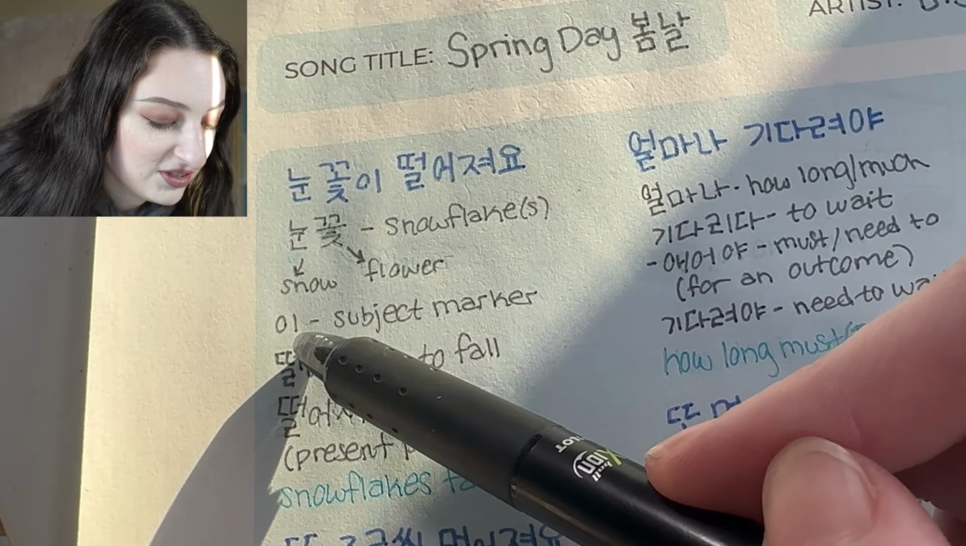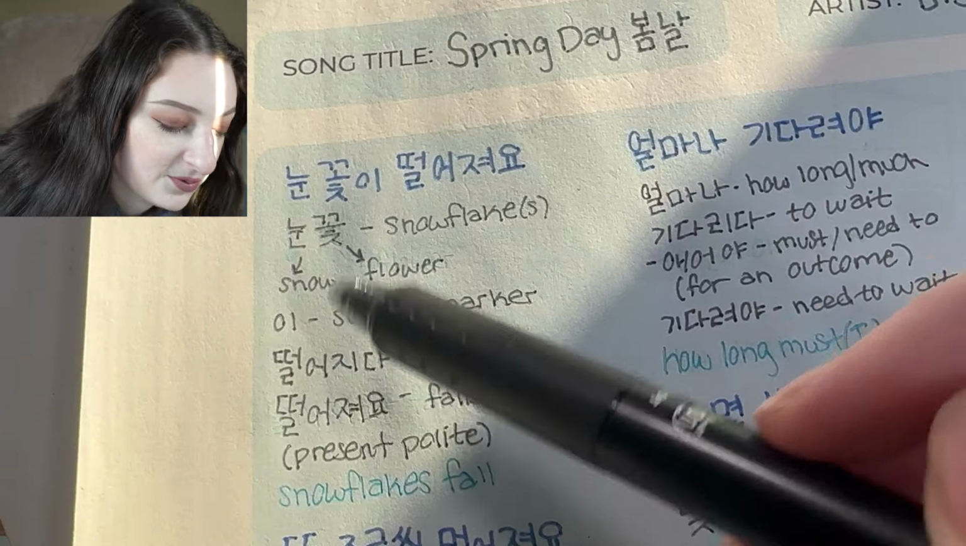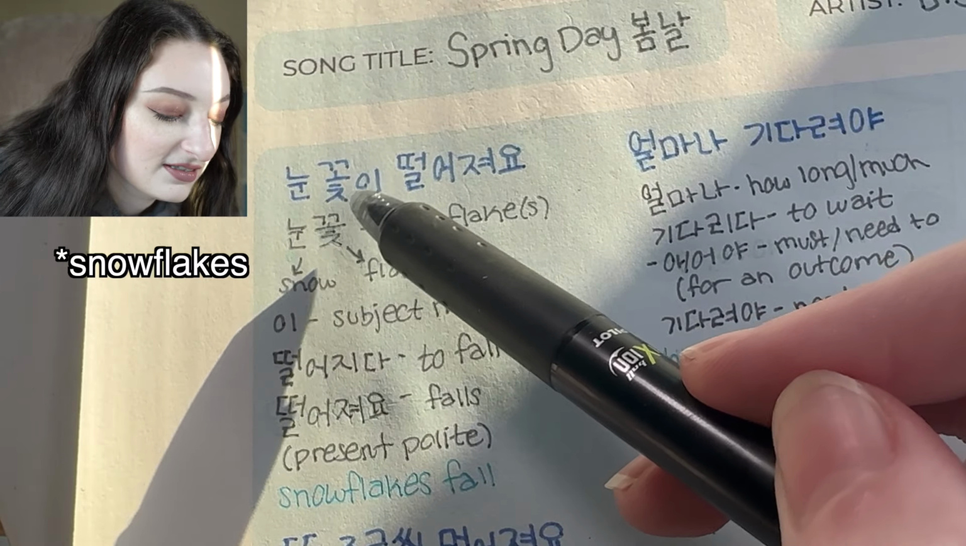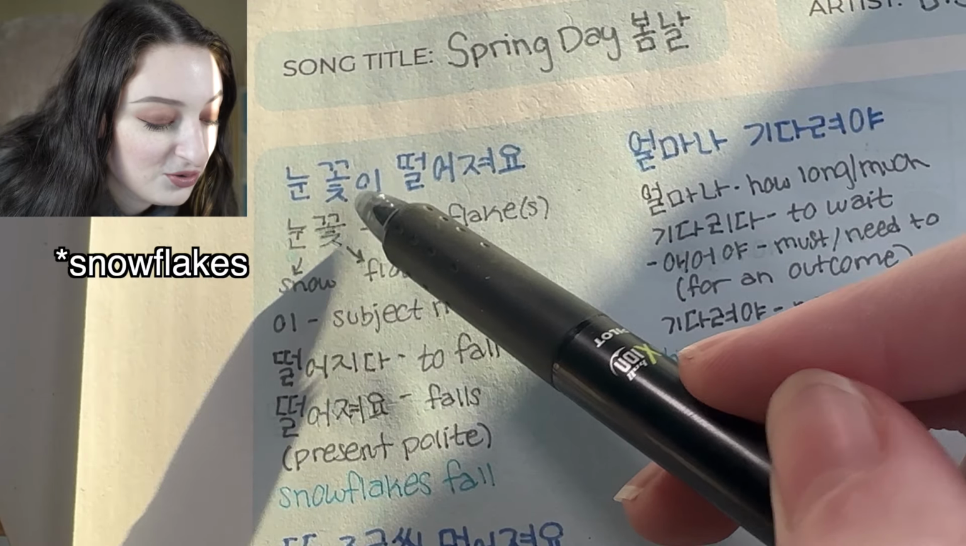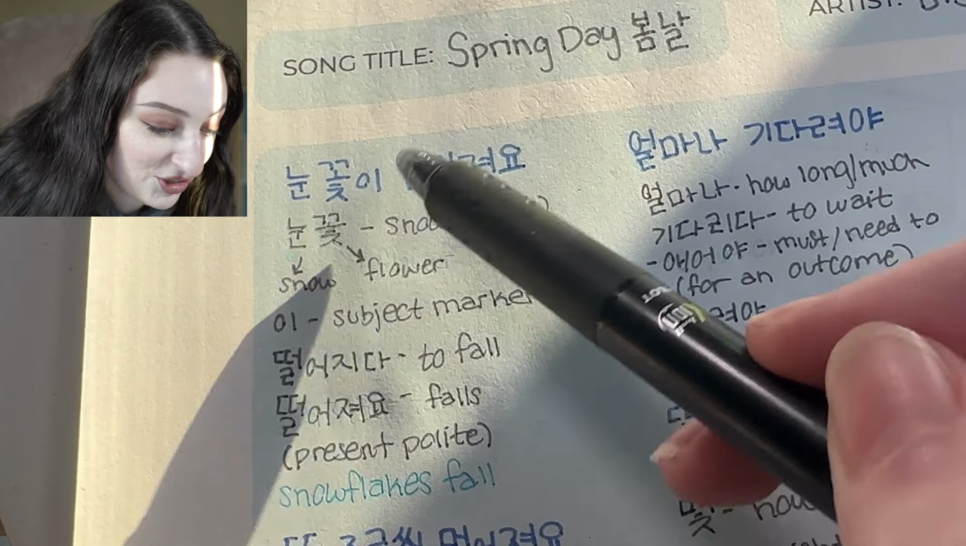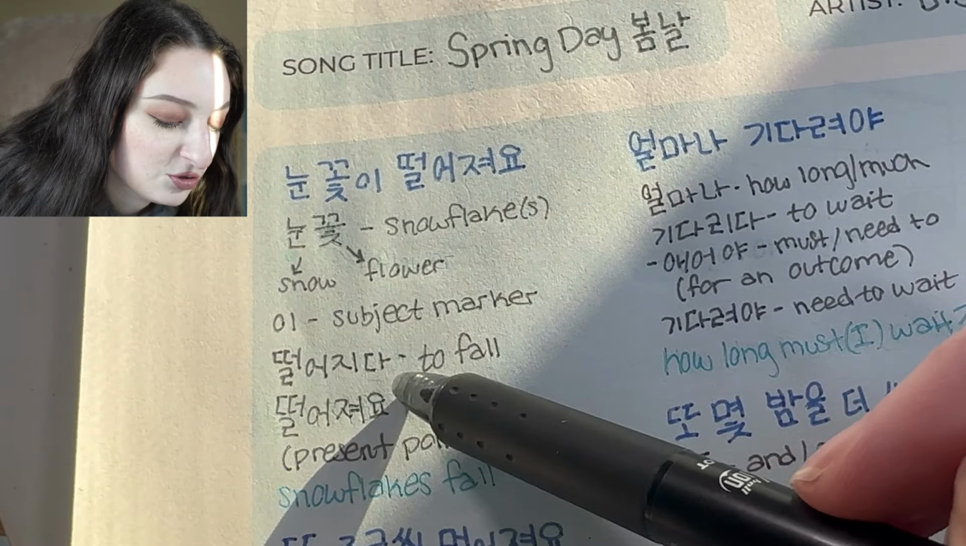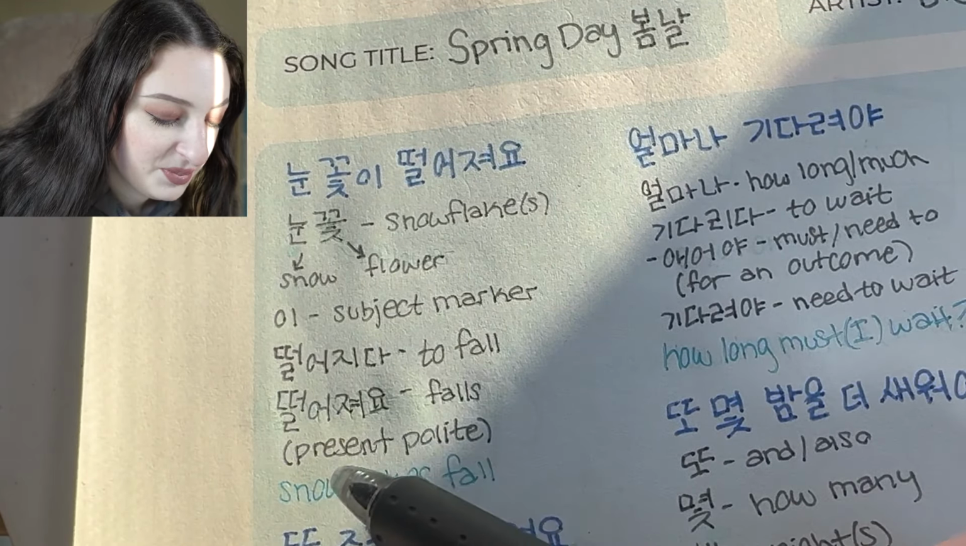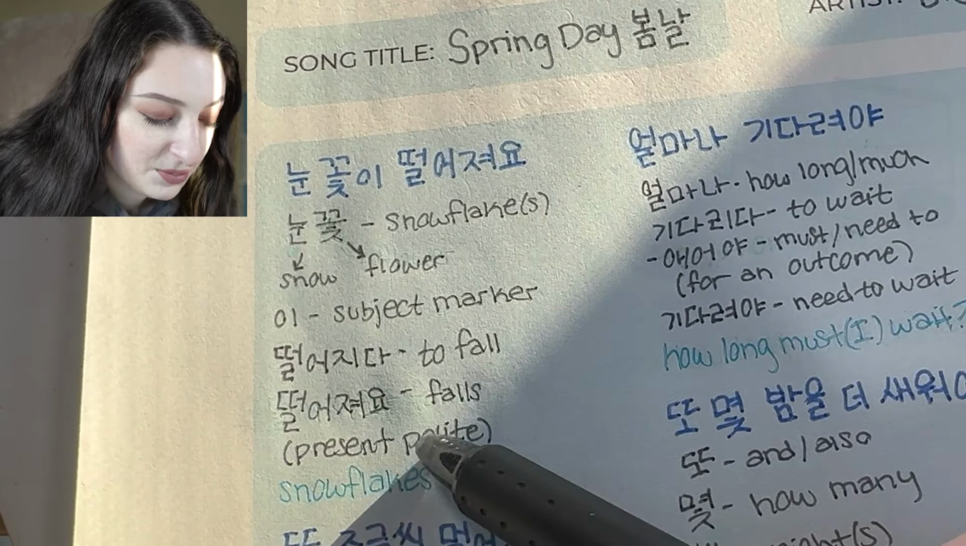Alright, then we have 이, which is the subject marking particle. So we know now that snow is the subject of the sentence. Snow is the one doing the action, and the action we have here, 떨어지다, means to fall. And then if we conjugate that into basic present polite, you get 떨어져요. Fall, or falls, right, depending on the conjugation, but in Korean, you don't really have to conjugate in the same way you would in English. So altogether, what you get is snowflakes fall. So far, so good.